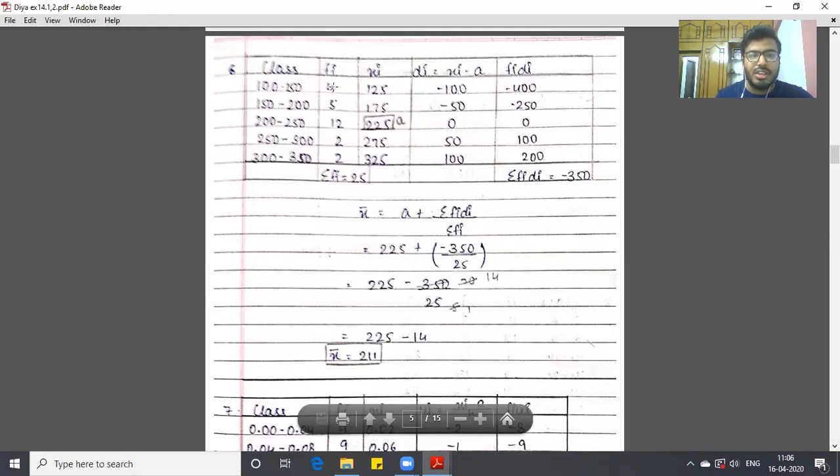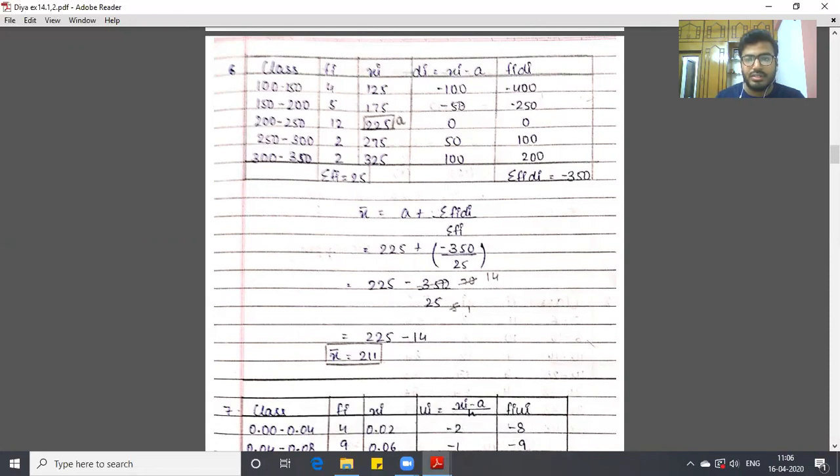Then fi di: fi into di, 4 into minus 100 is minus 400, calculate this. First add the minus ones, then add the plus ones, then subtract both of them. Now the formula in the substitution method: x bar is equal to a plus sigma fi di upon sigma fi. The value of a is 225, so 225 plus minus 350 upon 25. Calculating it, 25 ones are 25 and 25 14s are 350, then 225 minus 14, that is 211. So that is the answer, you got it, the sixth one.